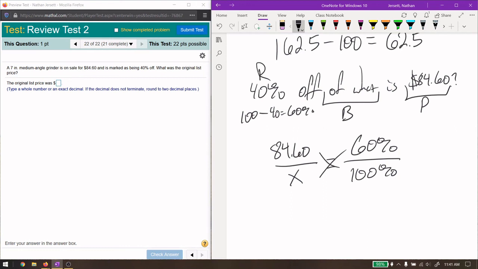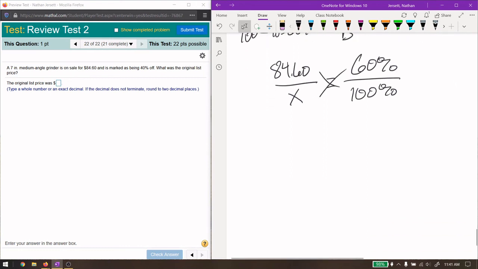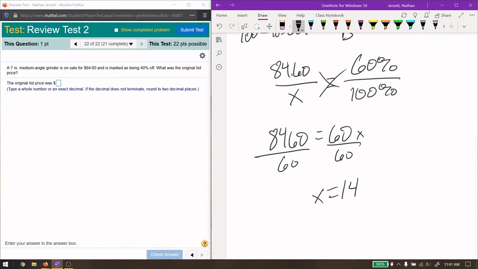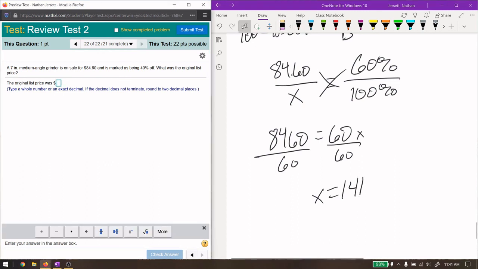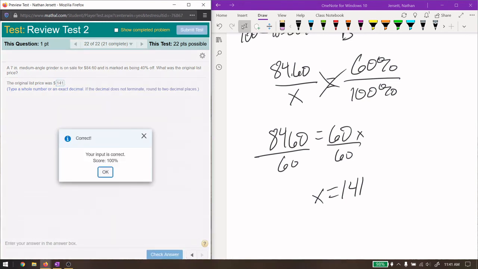Now we can cross multiply and divide. 8460 equals 60x. Divide by 60, and we get 141. So 40% off of $141 should be $84.60. And that's correct.